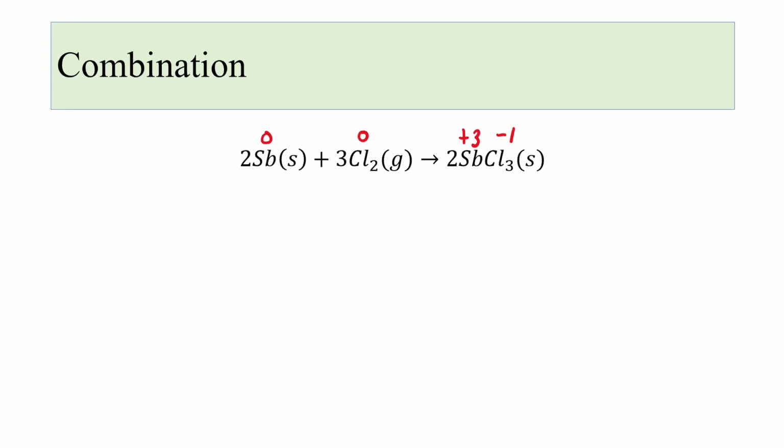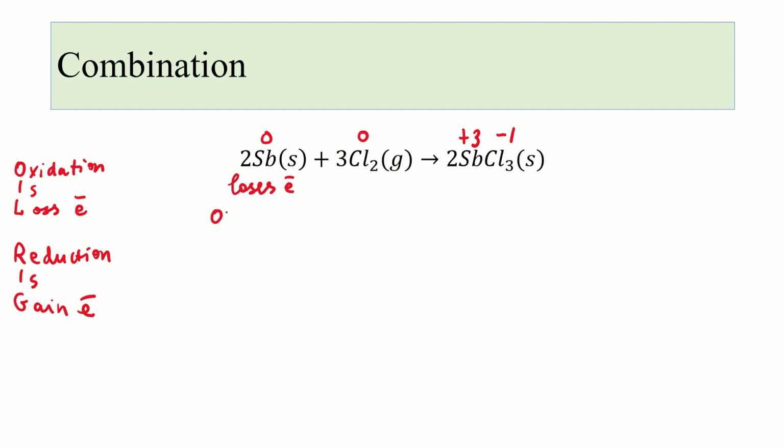Now let's look at what is oxidized and what is reduced. Oxidation is loss of electrons and reduction is gain. Antimony becomes more positive, which means it loses electrons and is oxidized. Chlorine becomes more negative, which means it gains electrons and is reduced. Since antimony is oxidized, it causes the reduction of chlorine. So antimony itself is acting as the reducing agent.